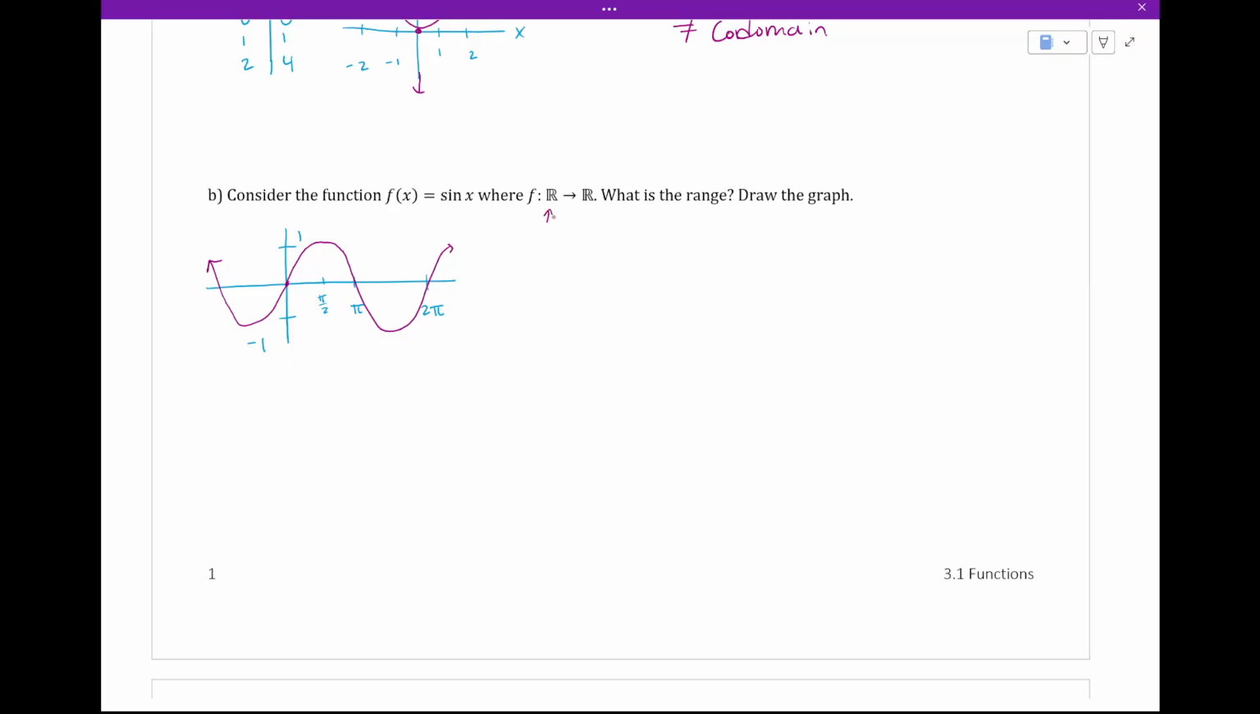So this is the domain. And this is the codomain. What is the range of my function? Where is my function actually at on the graph? It looks like it's bounded between -1 and +1. -1 to +1. Again, not the same as the codomain.